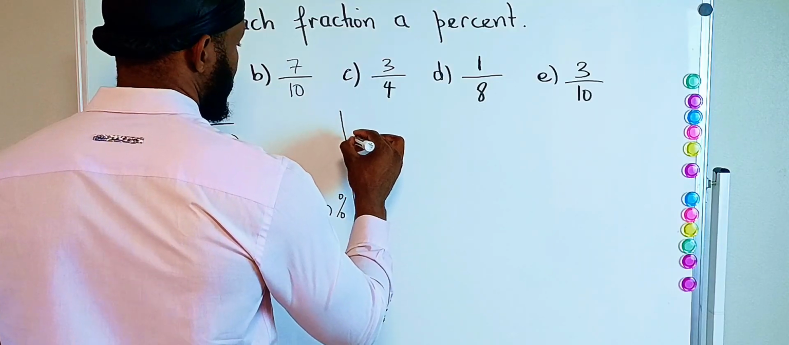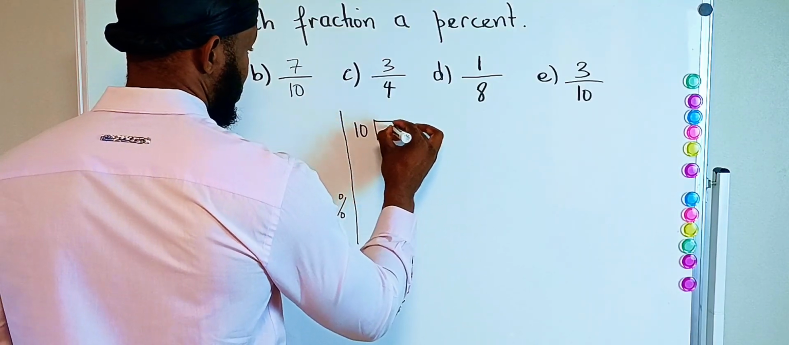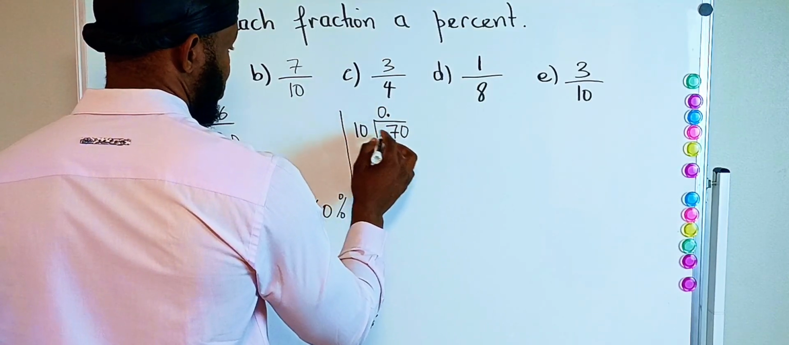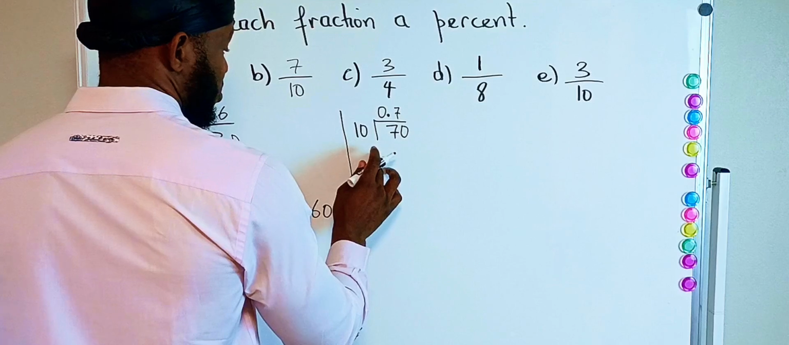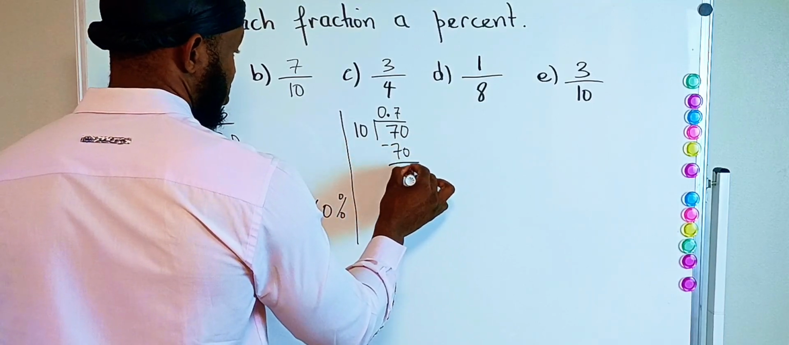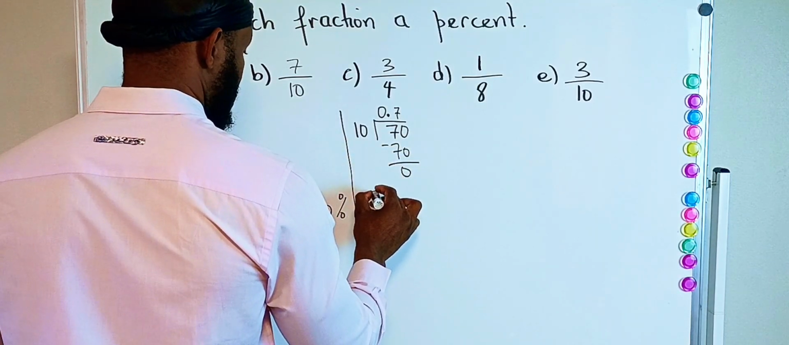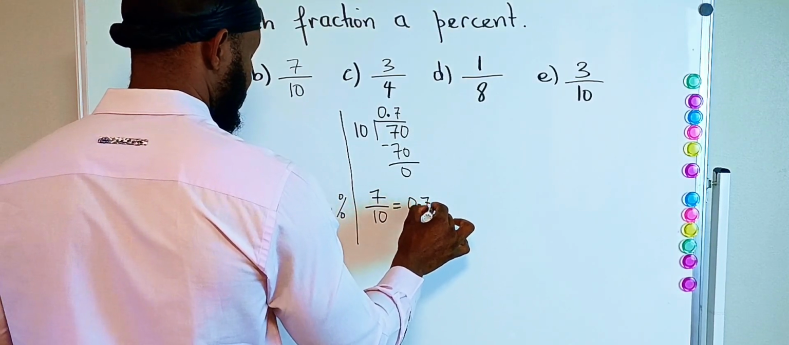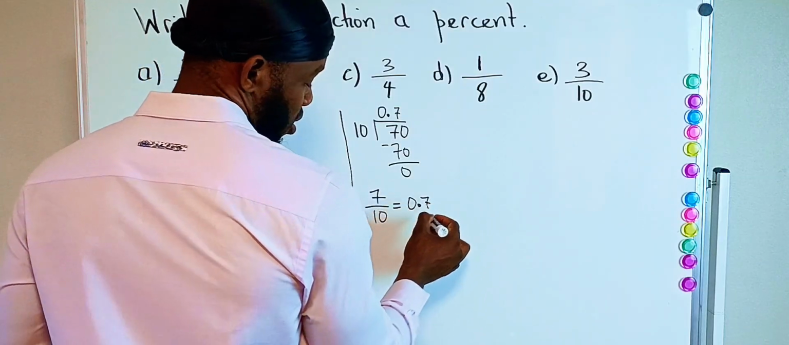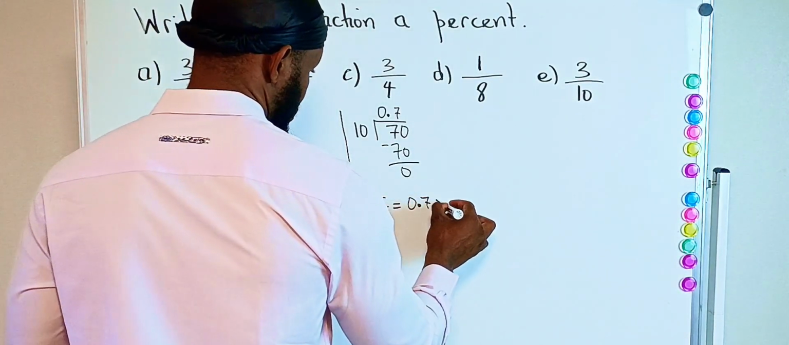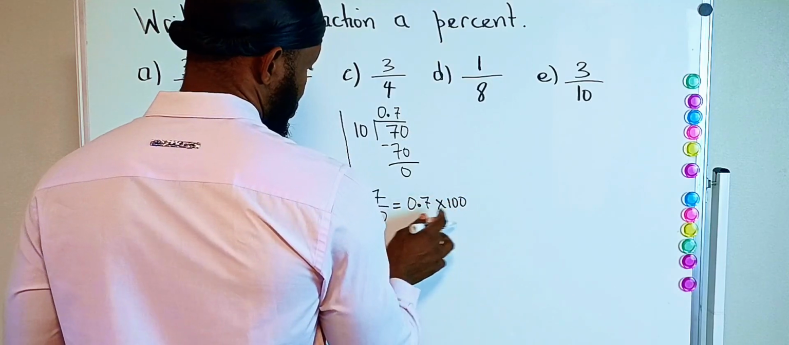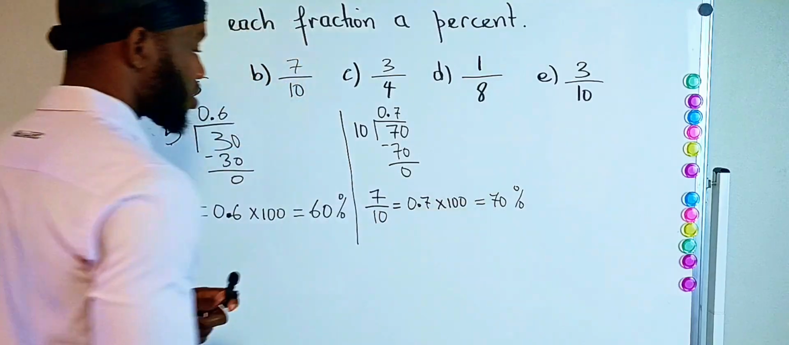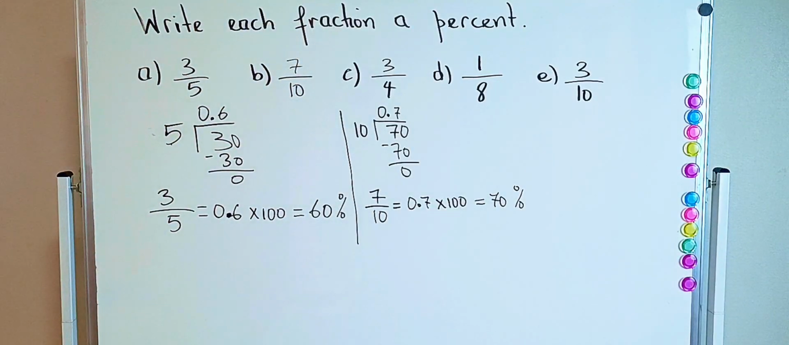So we got 7 over 10. In 7, how many sets of 10? 0. So in 70, how many sets of 10? 7. You know 7 times 10, 70. The remainder is 0. So right now, 7 over 10, the decimal equivalent is 0.7. Convert to percent, you multiply by 100. This one's gonna be 70, and you add the percent symbol, which is 70%.